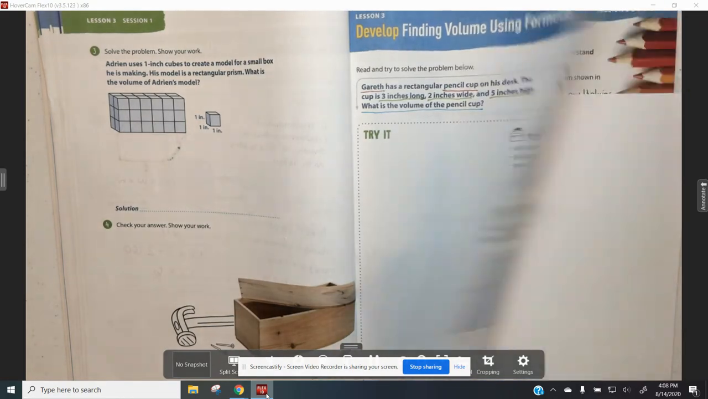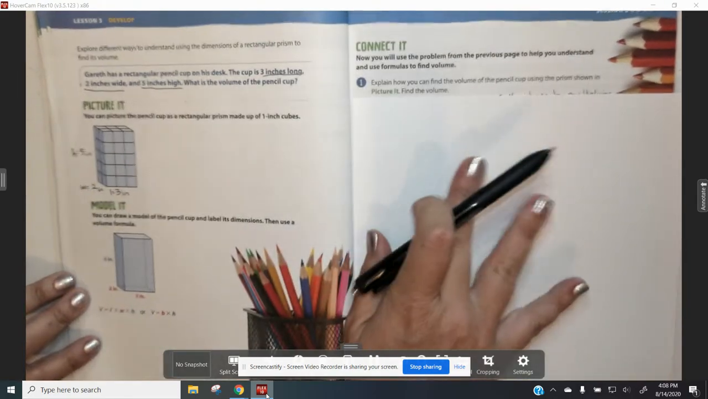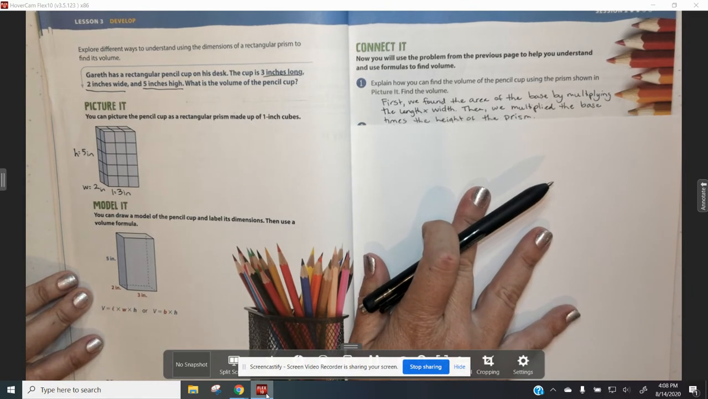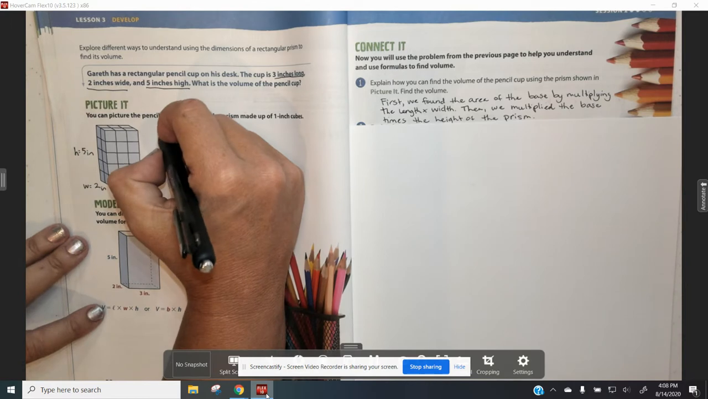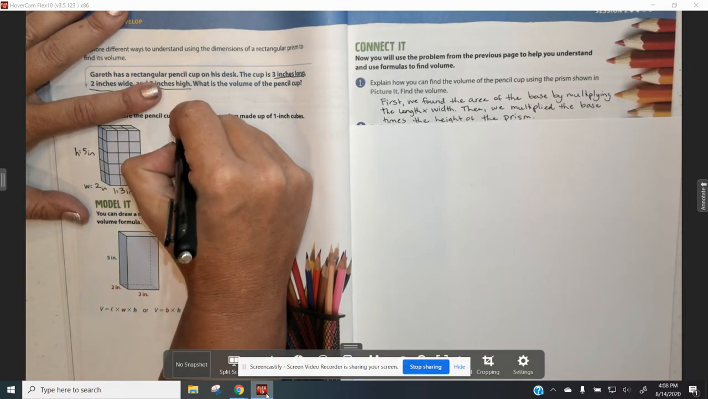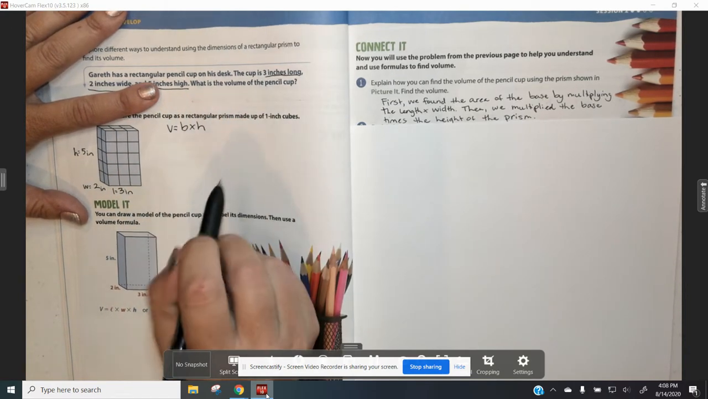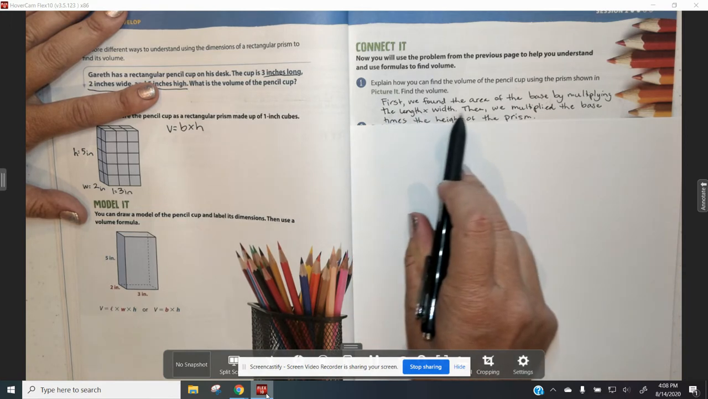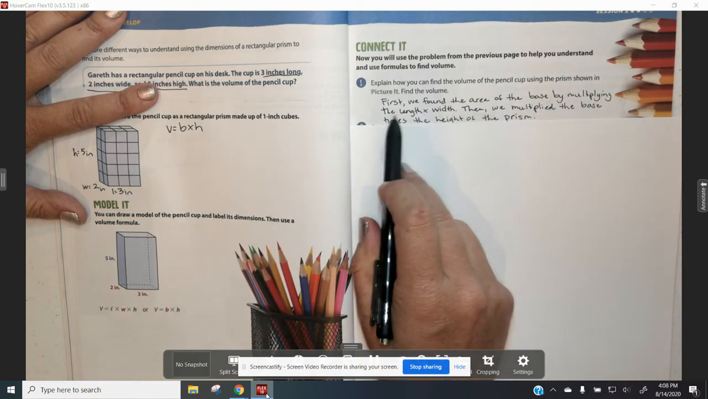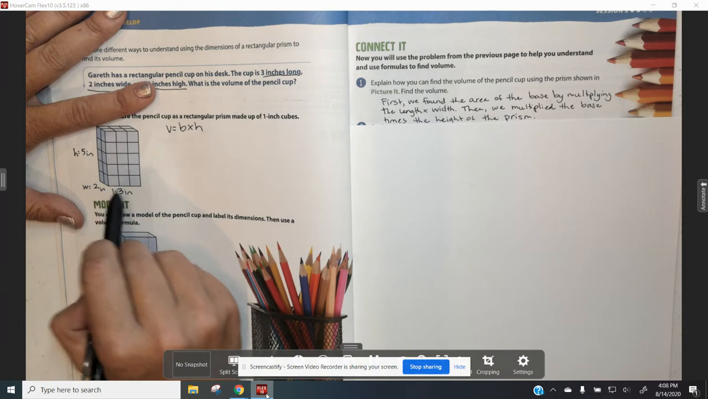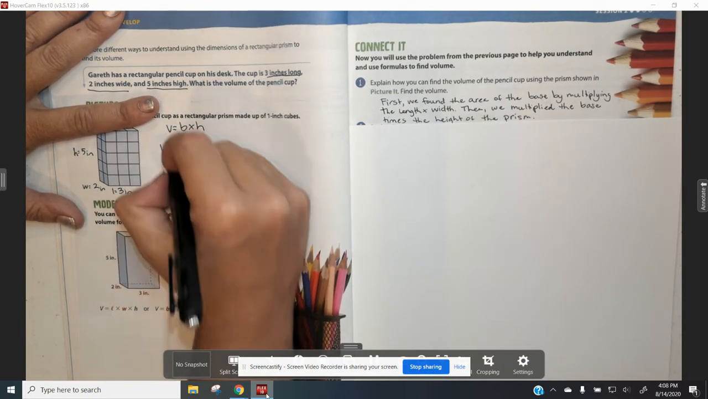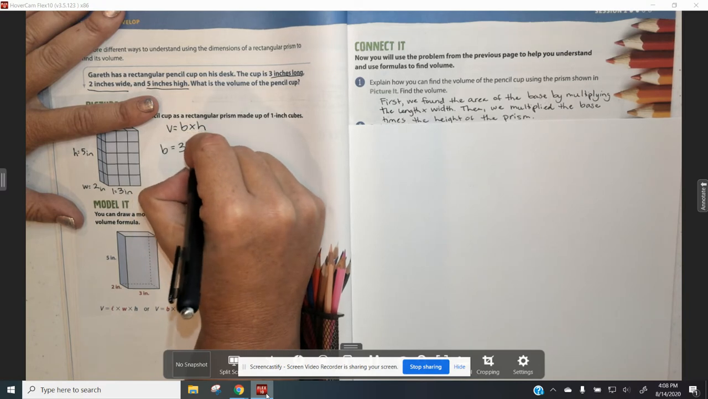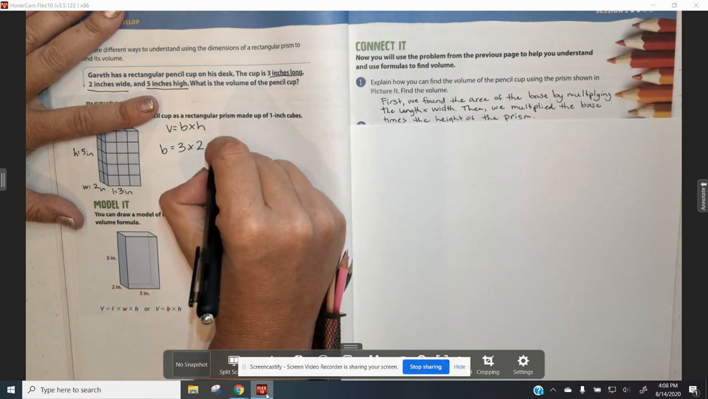You just did this on the last page, so you used some method. There are two different methods you could do. In this case, I'm going to use the method volume equals base times height. First, we found the area of the base by multiplying the length and the width. So the base is equal to 3 times 2, which equals 6.